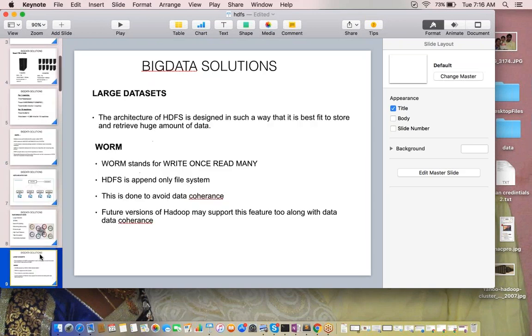Okay, fine. Now we'll see one by one actually. What is a large data set?